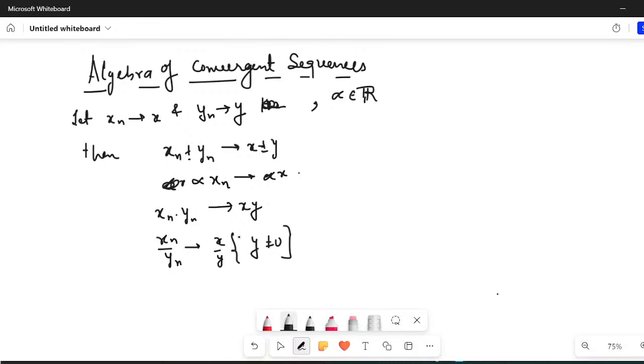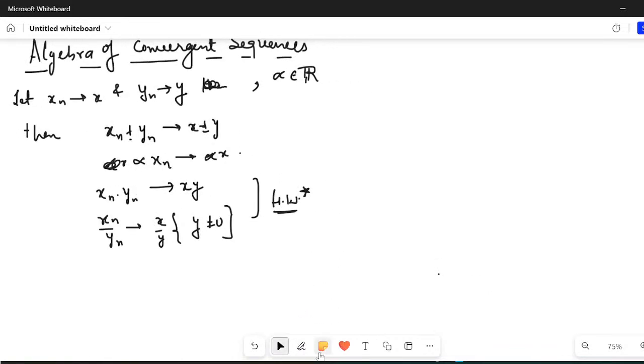Now, if you want to prove it, I will prove a couple of them, the first two. The last two I'm giving you as homework. Try to do these as homework. The proofs are given in the book, but just to orient you towards proof writing, I will do the easier ones.